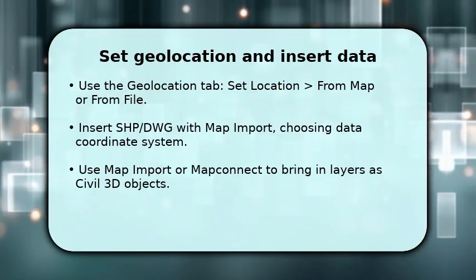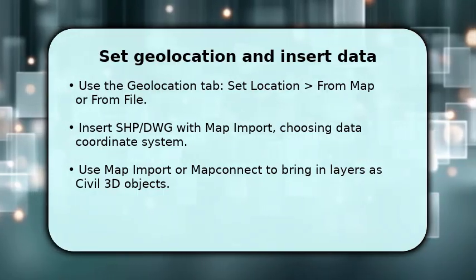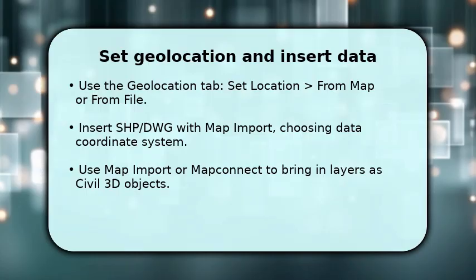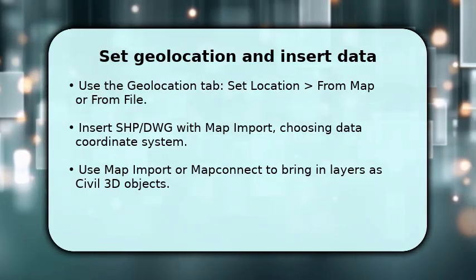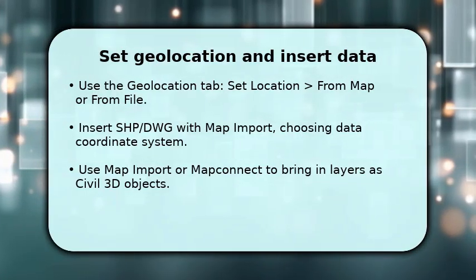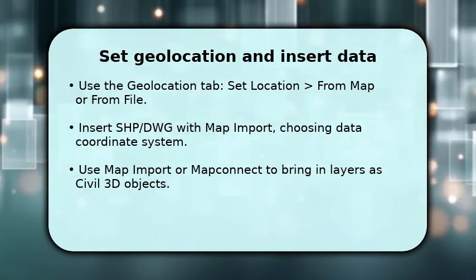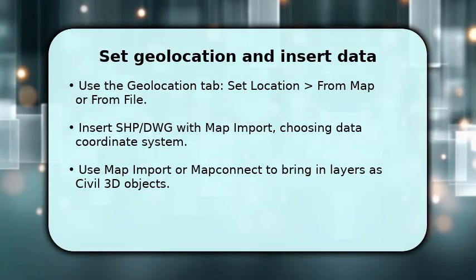Import your GIS layers using Map Import or Data Connect, specifying source coordinate system when prompted. Once imported, convert key layers to Civil 3D objects if needed. That maintains surface and parcel relationships.